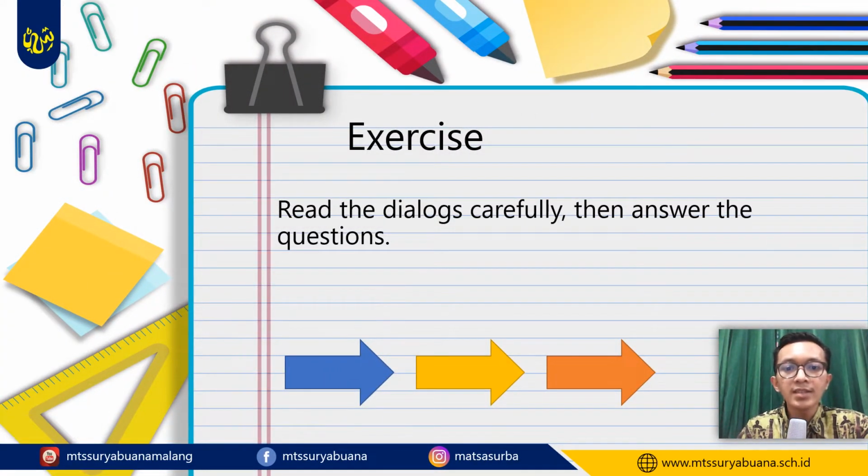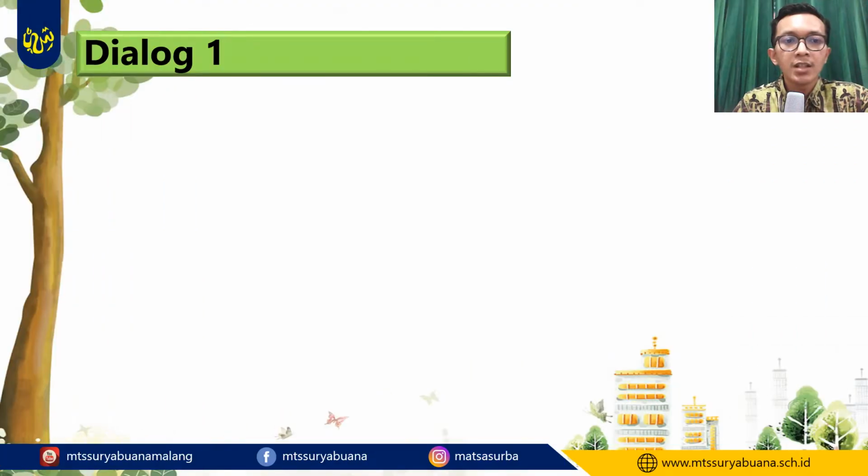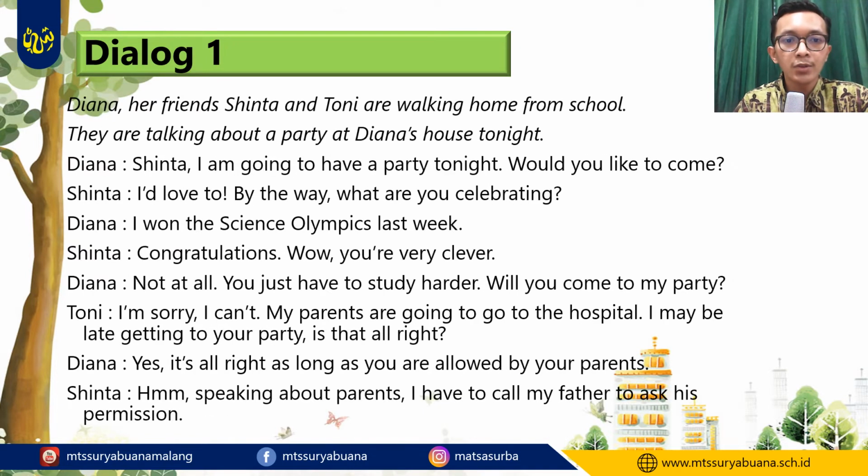Well, it's time to do the exercise. The instruction is read the dialogues carefully, then answer the question. Okay, I will provide the first dialogue and the second dialogue for you. Please read it yourself. And then after that, please do the assignment on Google Classroom based on this dialogue. Yeah, this is for dialogue 1. The dialogue is among Diana, Sinta, and Tony.